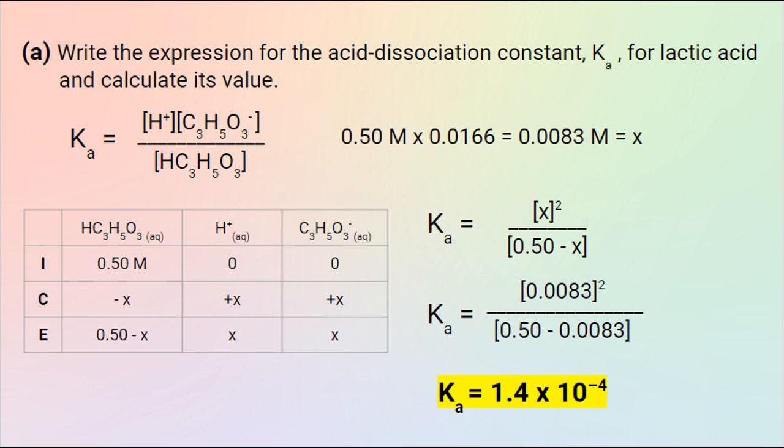Because I got part B right, I'm not going to go over that, but basically it's just finding the pH, and so you just use the negative log of the H plus concentration.